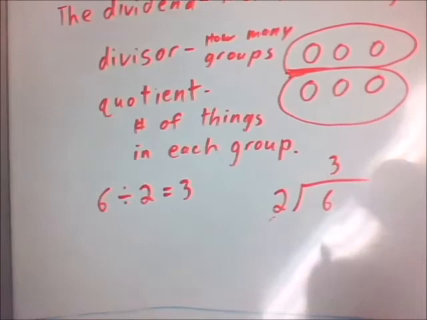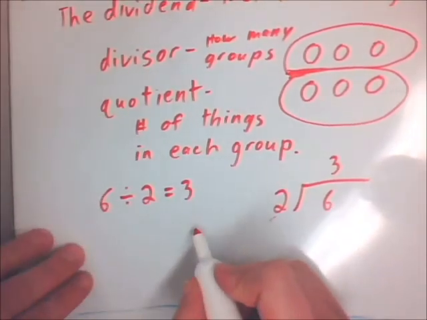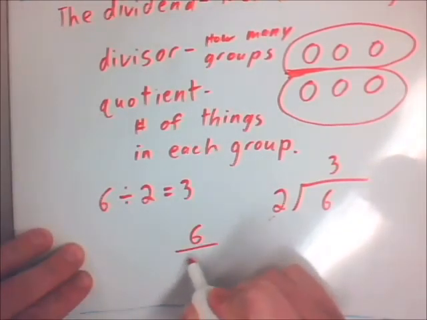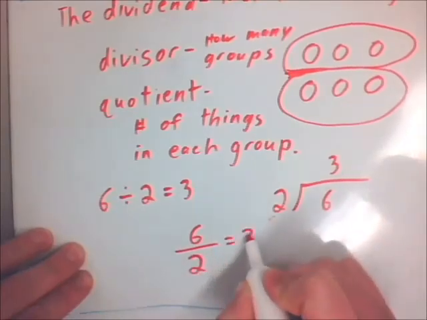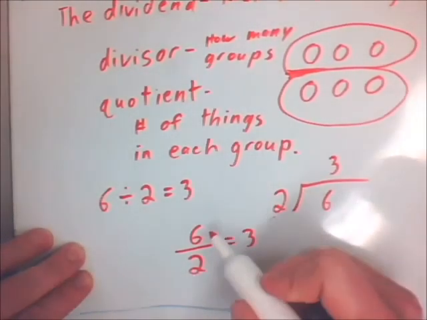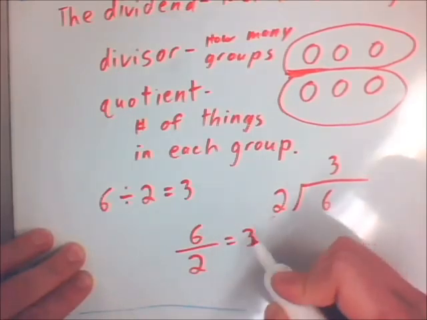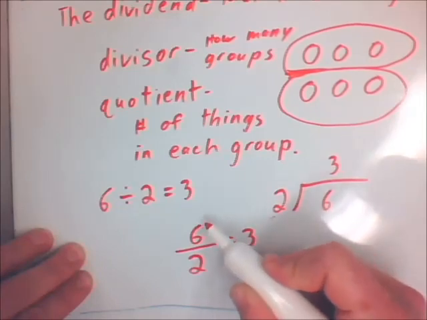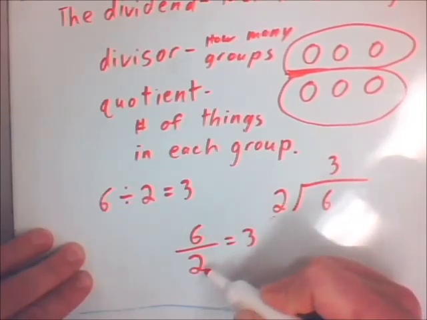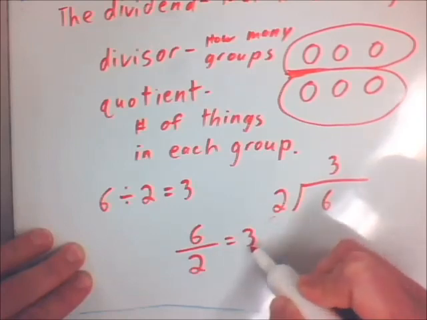A third, sort of newer way to think about it is to set it up as a fraction. For a fraction, it would be 6 divided by 2 equals 3, this way. So the 6 is the dividend, the 2 is the divisor, and the 3 is the quotient. So that's 6, total number of things, 2, how many groups, 3, how many in each group.